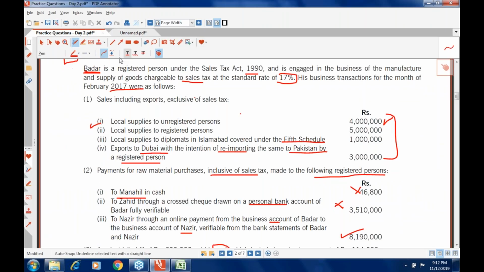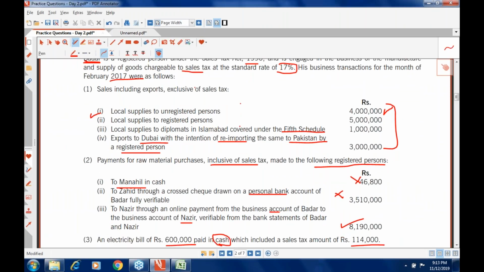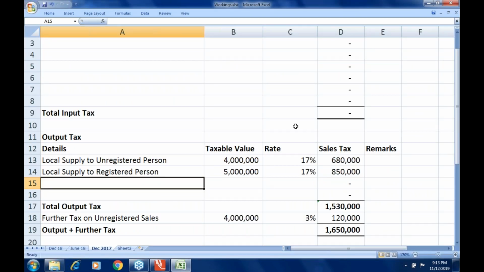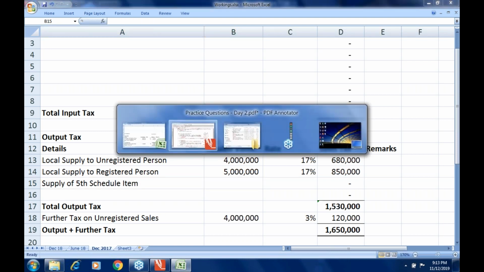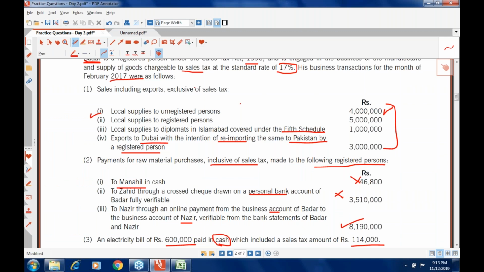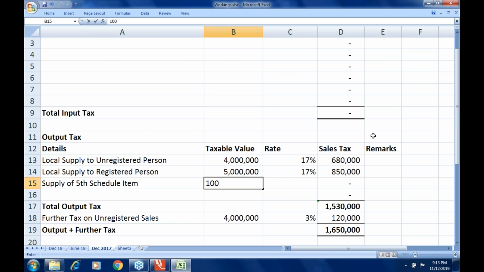Next thing is it says local supply to diplomats in Islamabad covered under 5th schedule. So we would say supply of 5th schedule item. As we did discuss a bit earlier, whenever you supply 5th schedule items, they're subject to sales tax at the rate of 0%.